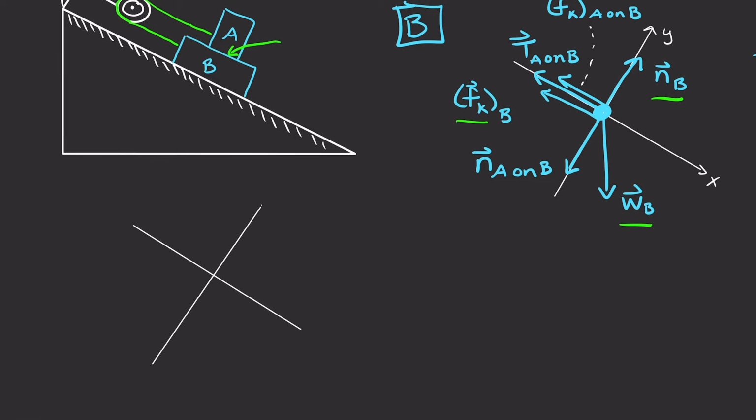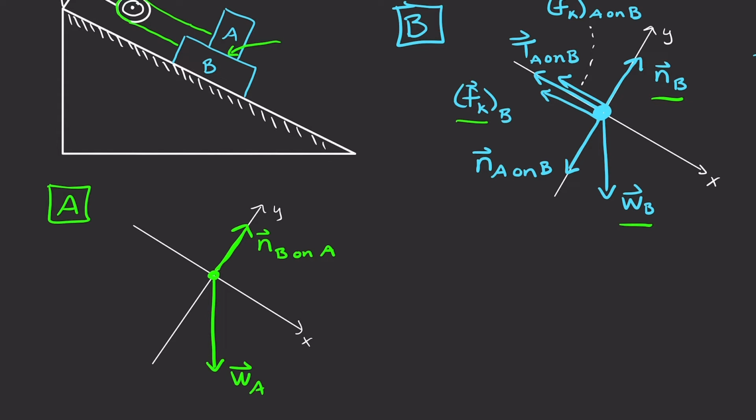So I'll zoom in a bit. So this will be my y-axis and again my x-axis. And this will be object A. Okay, so again, I'll start with the weight. I like to start with the weight because most objects have mass, so they should have a weight going straight down. So this is the weight of A. And then there is a normal force. A is pushing down on B, so that must mean B is pushing up on A. So this is the normal force of B on A.